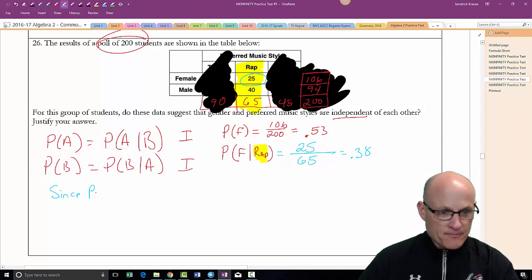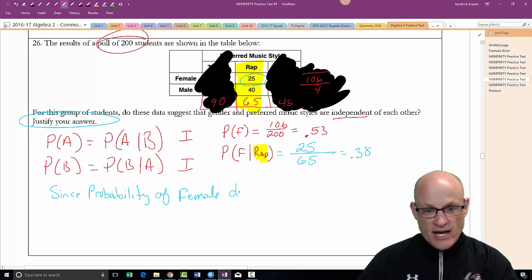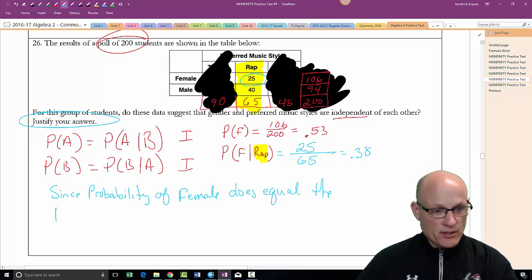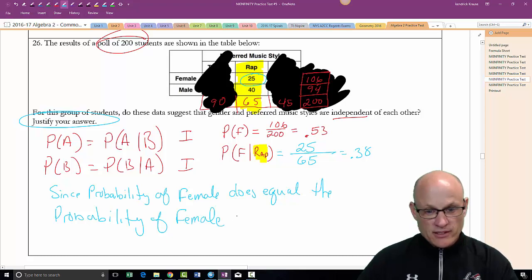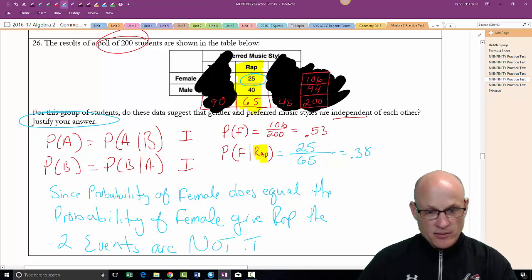Anytime they say justify or explain, you need math and you need some words. Since the probability of female does not equal the probability of female given rap, the two events are not independent.